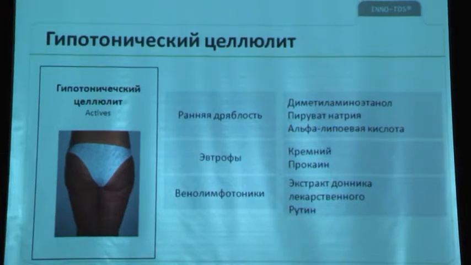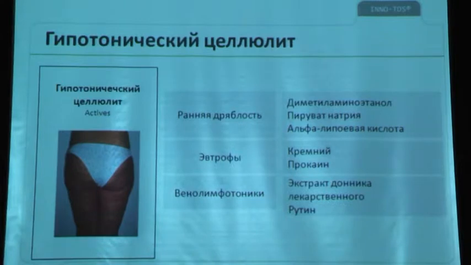We need eutrophics, vasomotors, vasodilatation, venolymphatic tonics. We need to use melilotus, rutin, silicium, sodium pyruvate, dimethylaminoethanol.